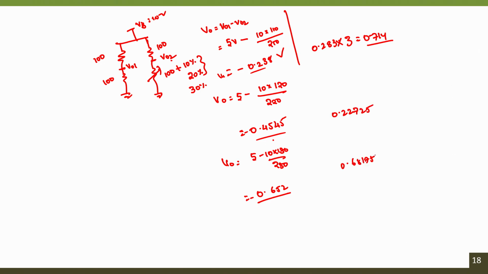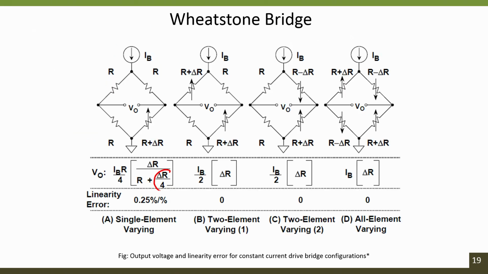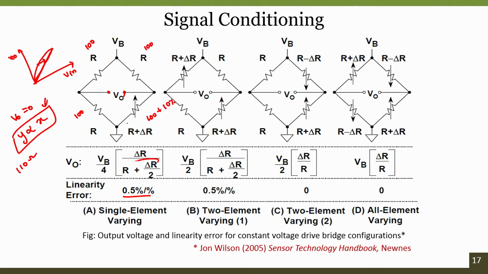So, when you see for a change of 10% as an input, the scaling factor is not constant for the output. Which means that y is not proportional to x anymore. So, there is a slight deviation. That deviation is because of the delta R by 4, which is acting in the denominator, R plus delta R by 4, right. This R plus delta R by 4 causes the output to be non-linear.